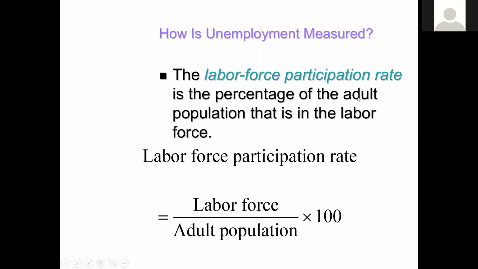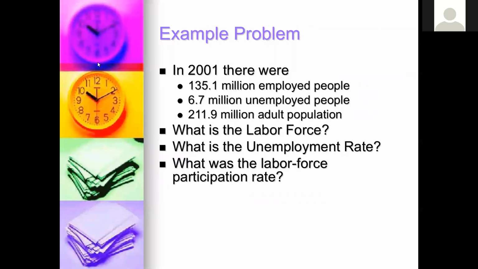And this is the number of people that are actually employed and unemployed divided by the adult population. Because remember, the unemployment rate only measures those individuals that count themselves as unemployed. It doesn't measure that third category of not in the labor force. So here's an example problem that you would see.